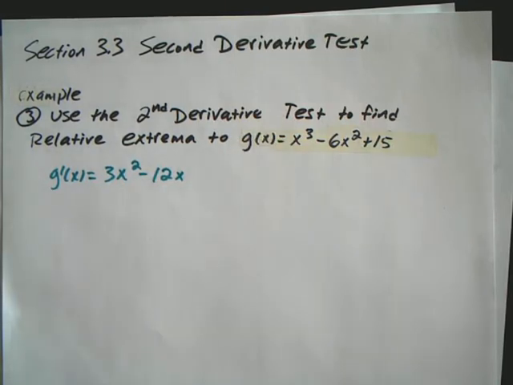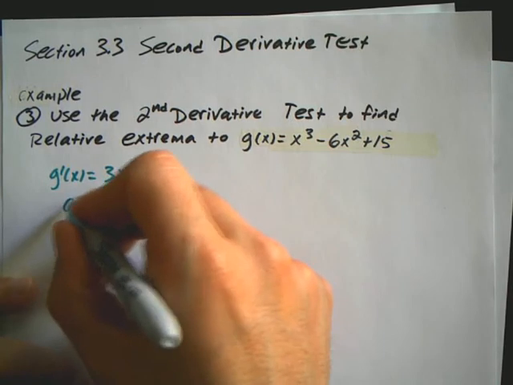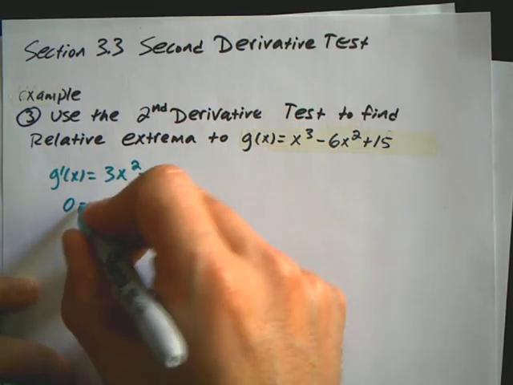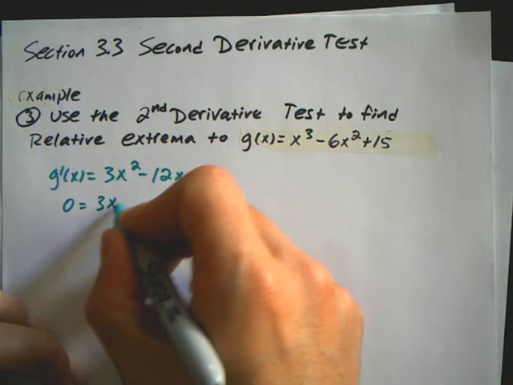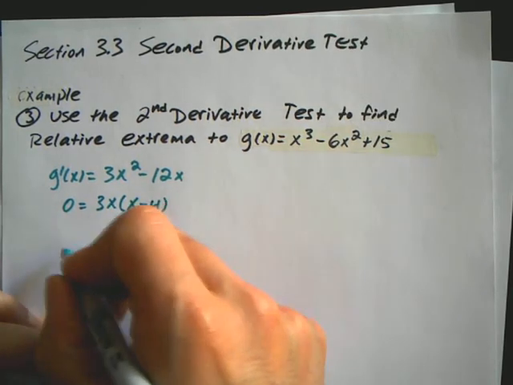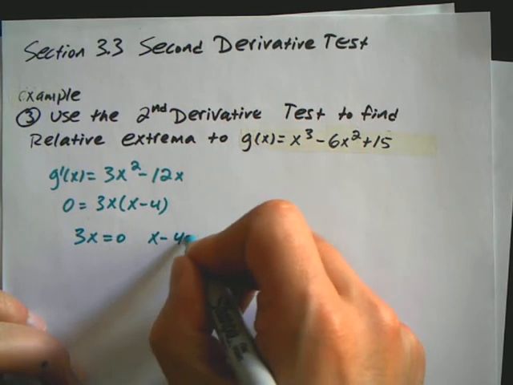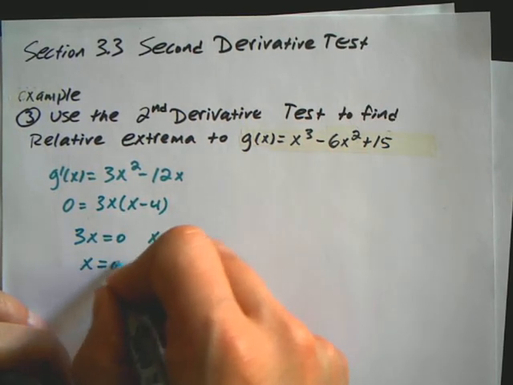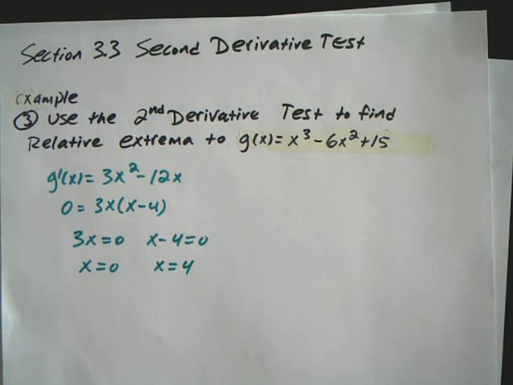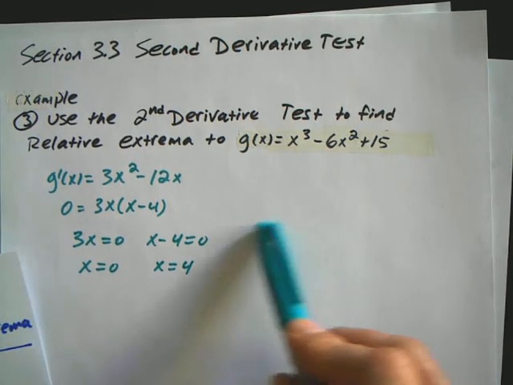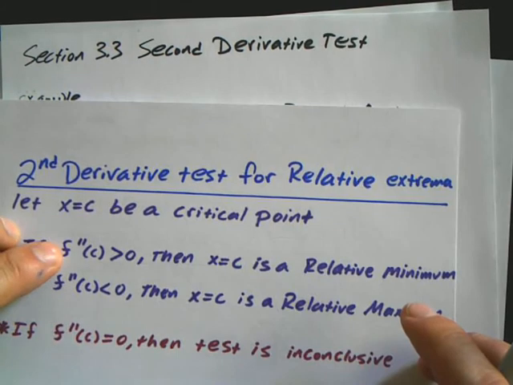And I have to find a critical point, so I set this equal to 0. It's going to be 3x parentheses x minus 4. So if I solve this one, I'm going to get my critical points to be x equal to 0, x equal to 4. And what the second derivative test says, instead of doing the sign analysis over here on the side, what I can do is determine the concavity at each one of these critical points.